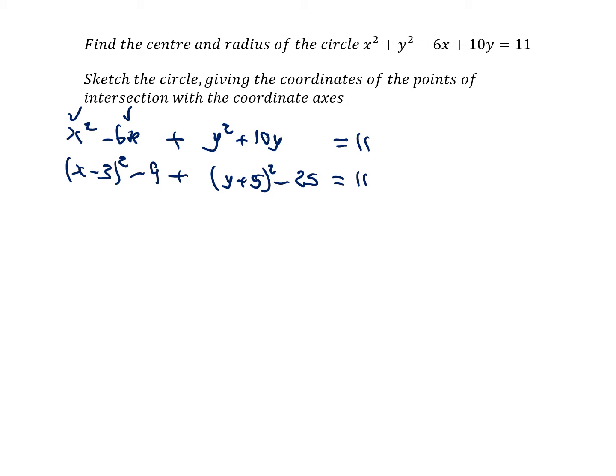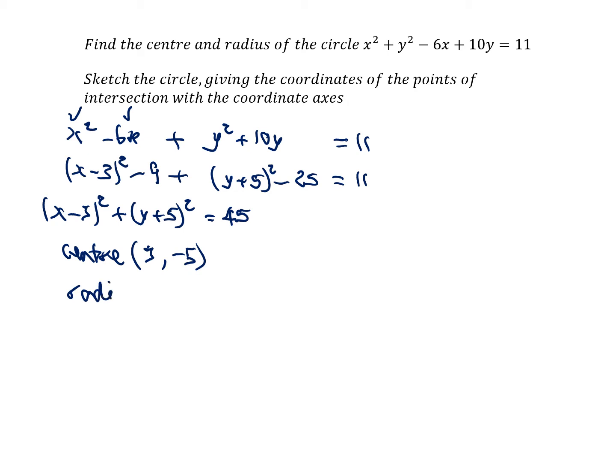Rearranging that to smarten it up a little bit, x minus 3 squared plus y plus 5 squared equals 45. And from that form, that's handy because I can now write down exactly what the center is. What did you get? I make it 3, minus 5. And what was your radius? It's the square root of 45. If you got that, well done.